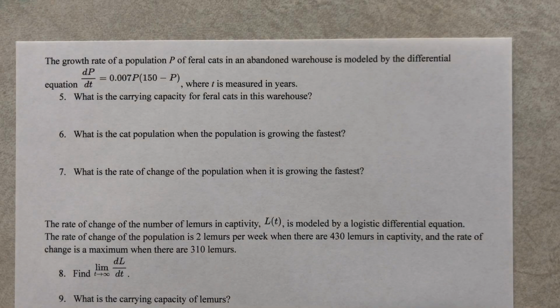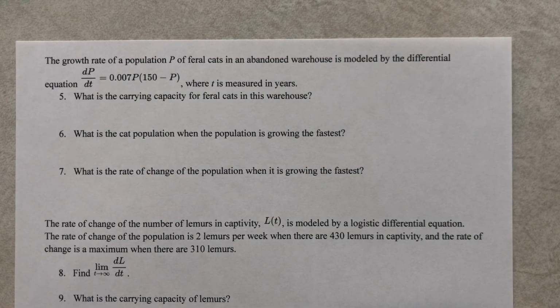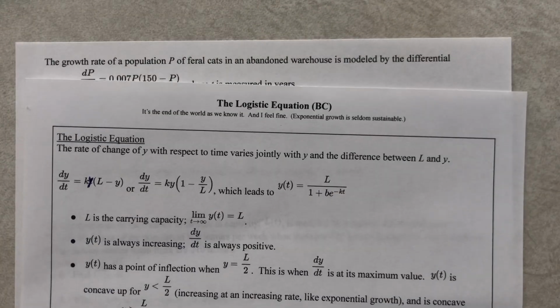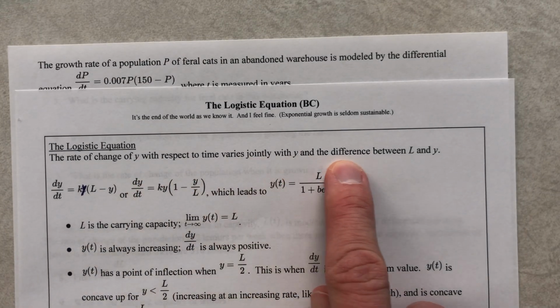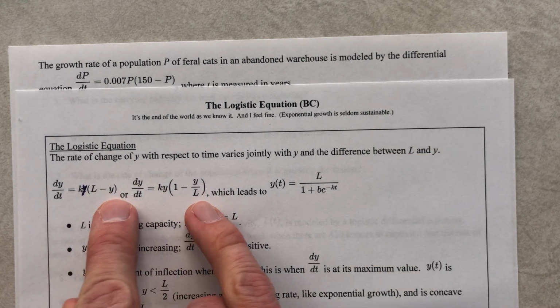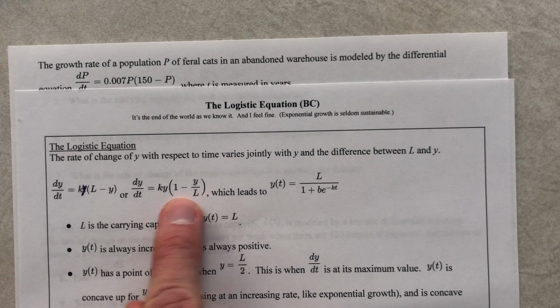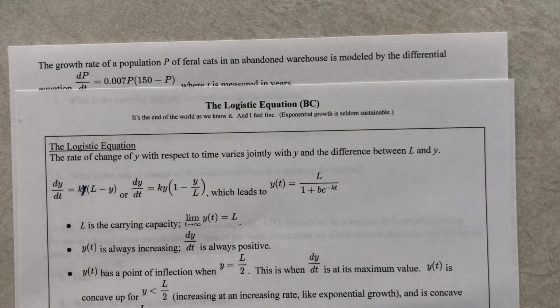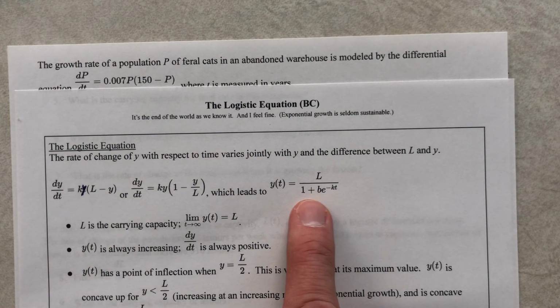This is also a logistic question, and it's asking it in a different way. It gives a different formula. Now, let's look back at the beginning of the notes. We had the rate of change of y with respect to time varies jointly with y and the difference between L, the carrying capacity, and y, which led us to either of these, normally this one, sometimes this, it depends. And then that leads to this, okay?